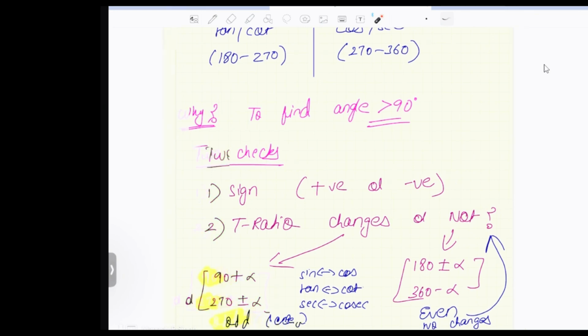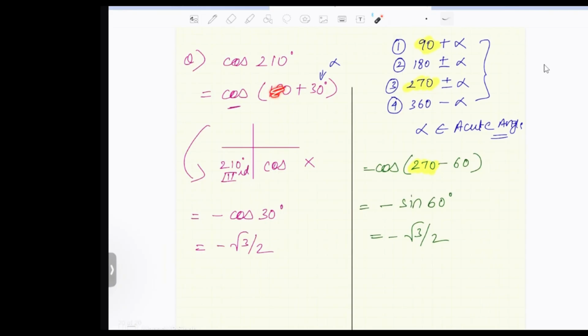And since we had even over here, this is even 180, we are not changing the T ratio. Cos remains as cos. Since it's a 270, cos will now become sine. So there is a change. Understood?